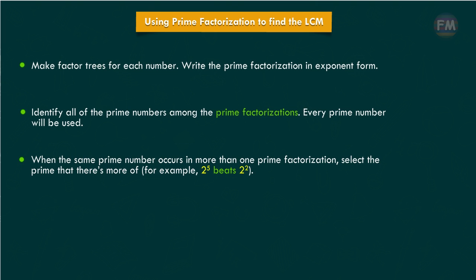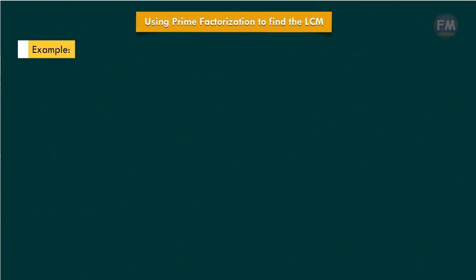When the same prime number occurs in more than one prime factorization, select the prime that there's more of. For example, 2 to the power of 5 beats 2 squared. Multiply your prime numbers to get the LCM. Let's observe the following example.